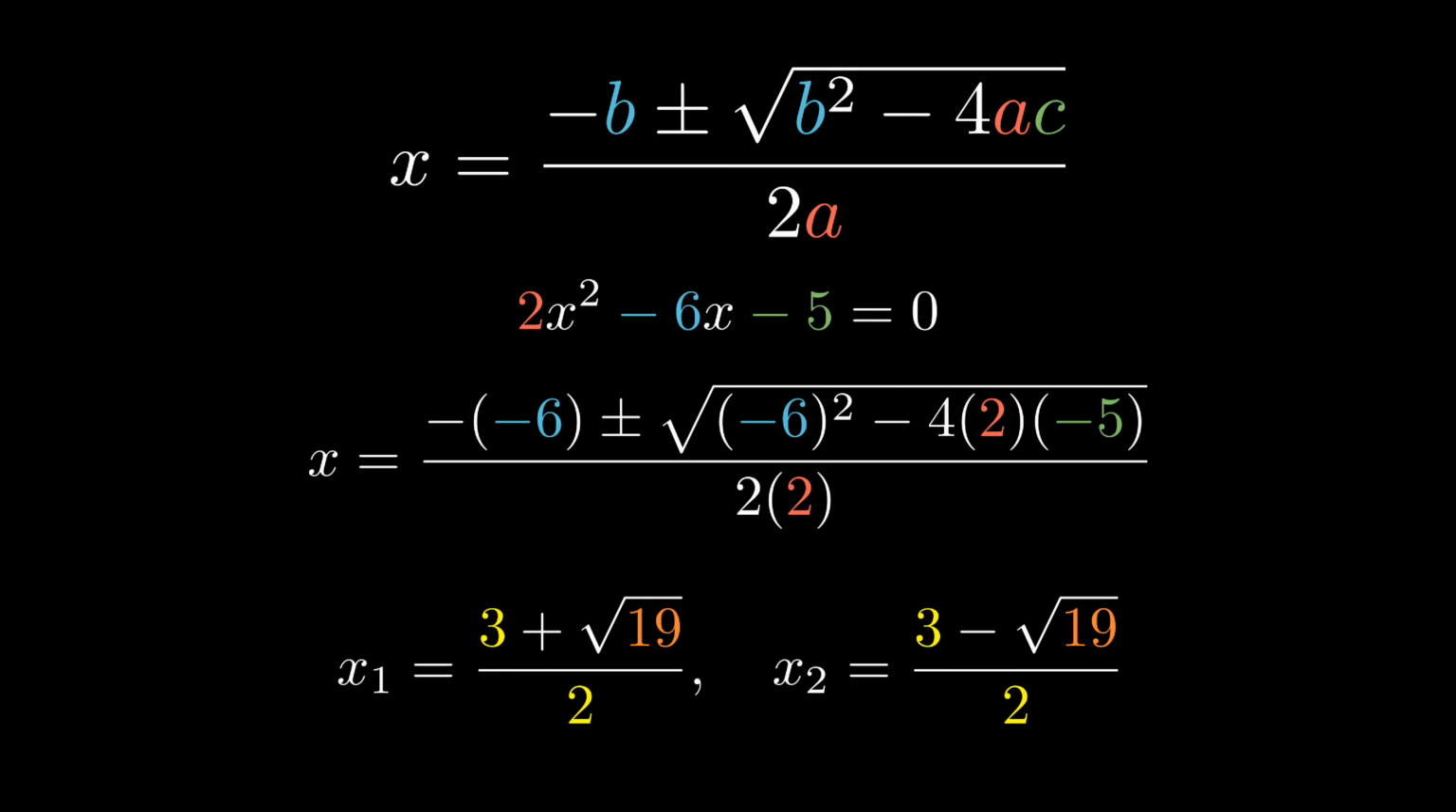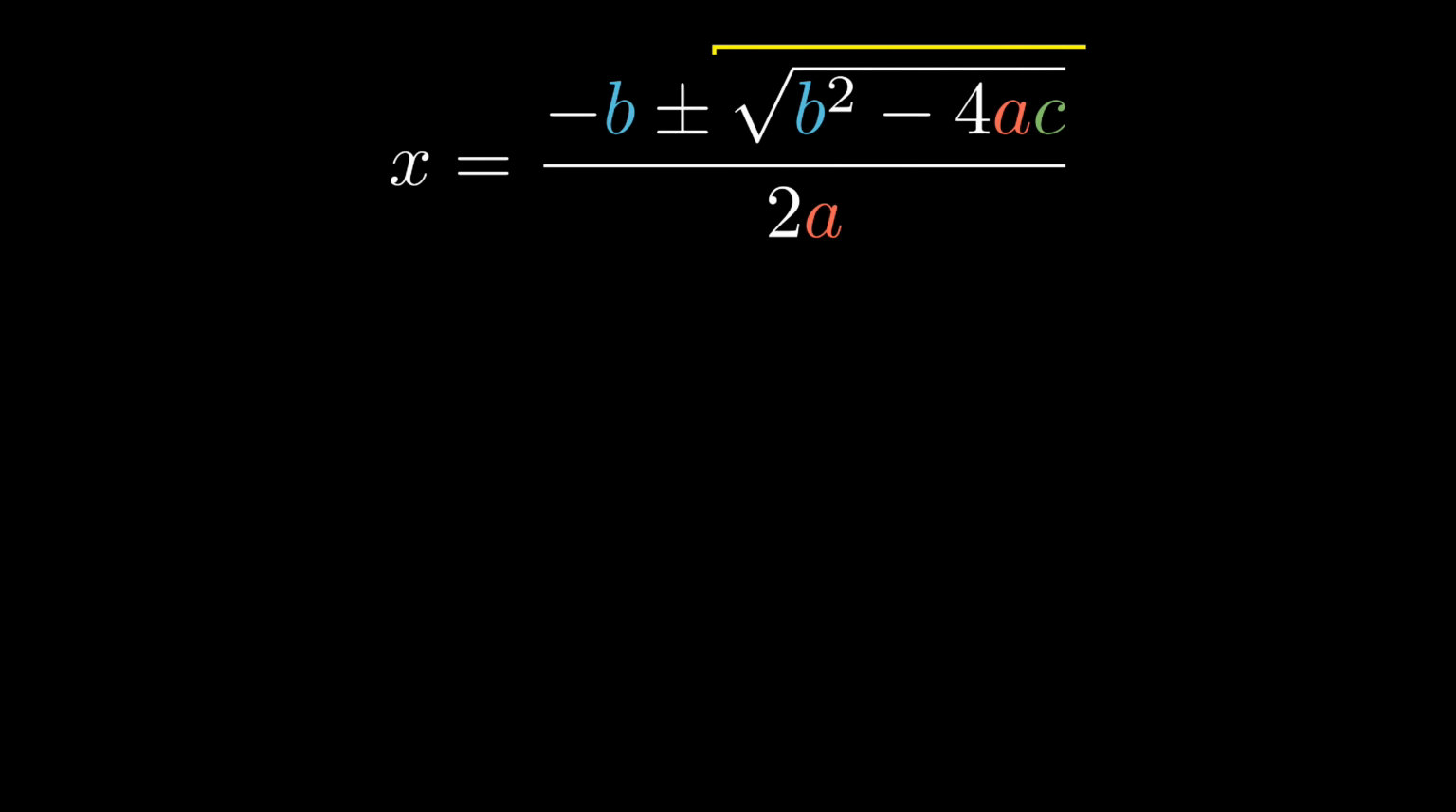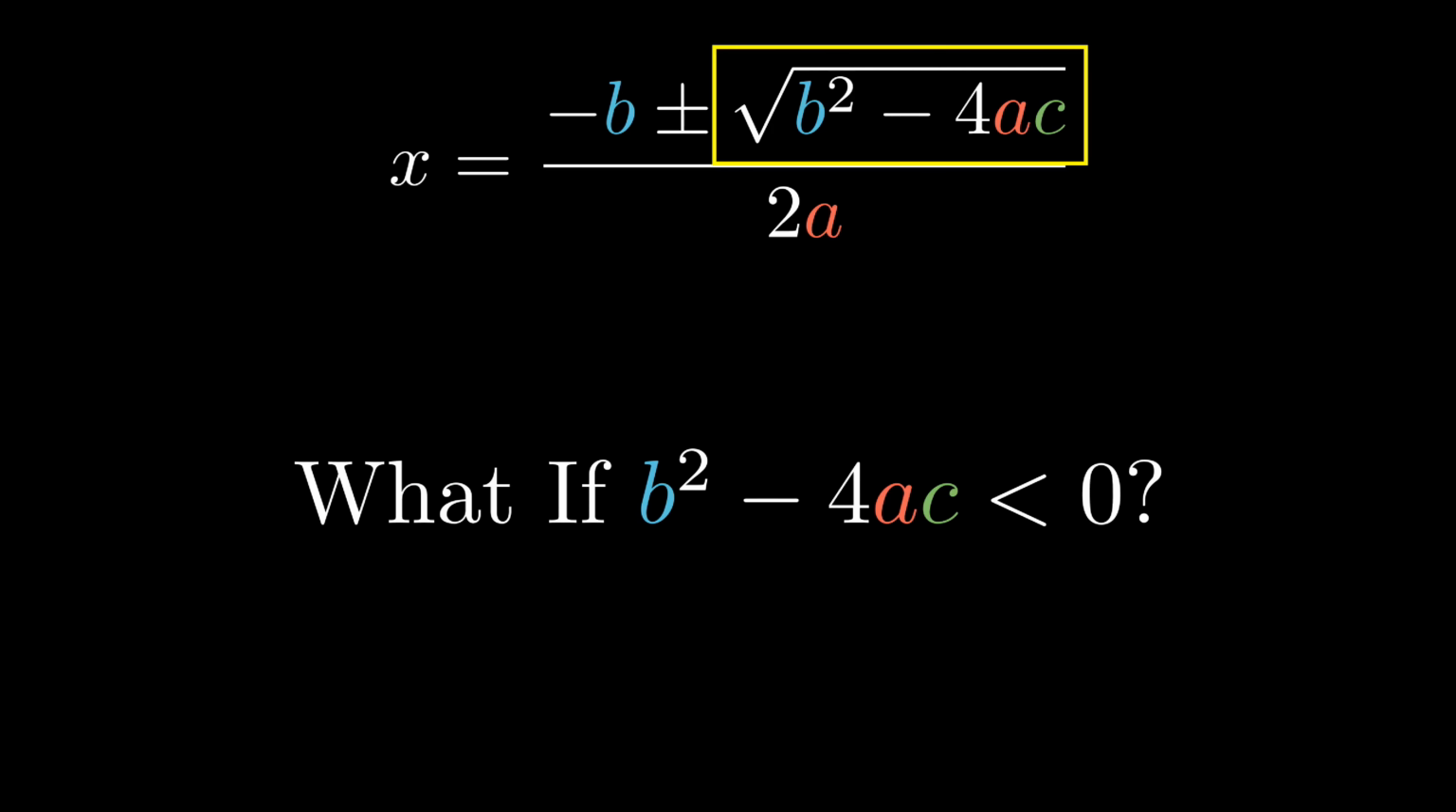However, I will leave you with an interesting question. What happens if b squared minus 4ac is actually less than 0? Do you see why this would be a problem?